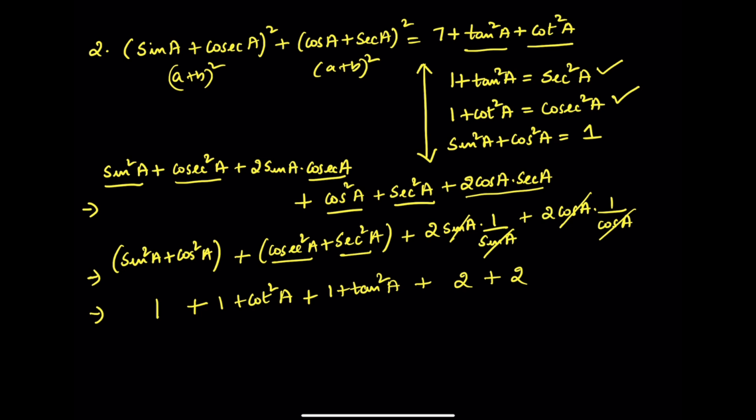Now let's add all this. So we have 1, 2, 3 and then 4. So this would be 7 plus cot² A plus tan² A. So this is what we will get once we solve this equation. So please take a note of how trigonometric identities can be applied, and also the algebraic identities like (a + b) whole squared or (a + b)(a − b), which is a² − b². So we can apply all these identities to arrive at the solution.